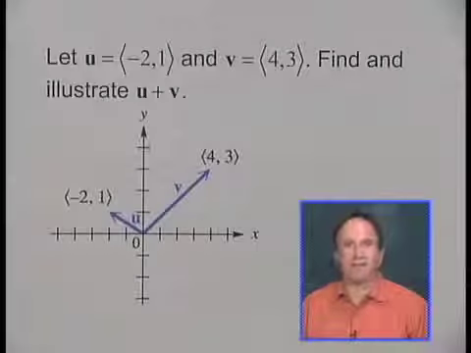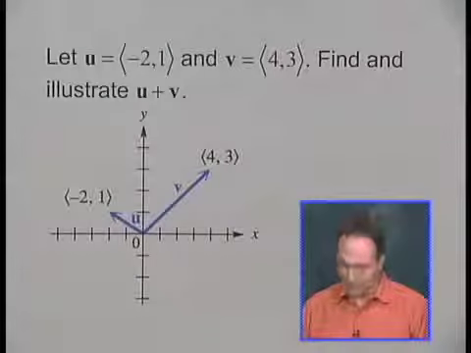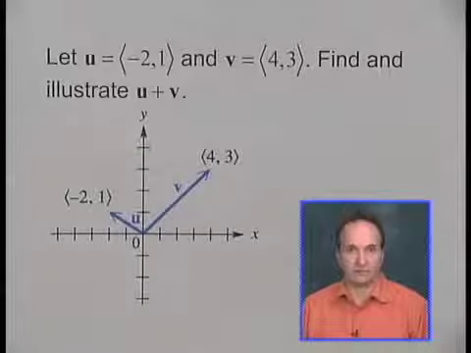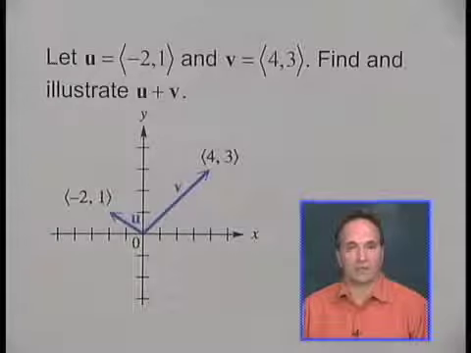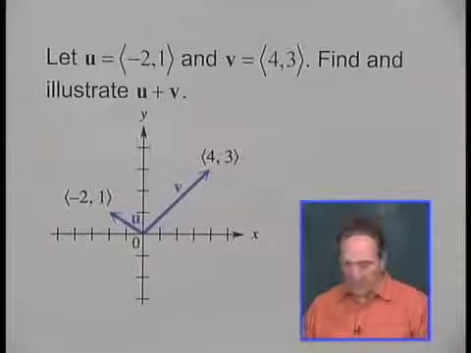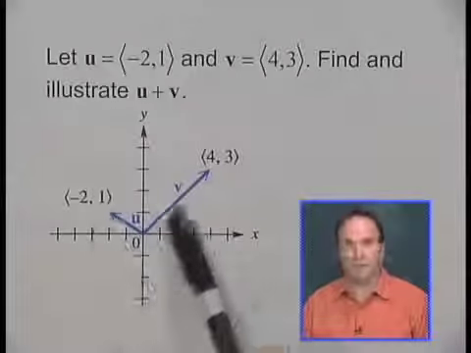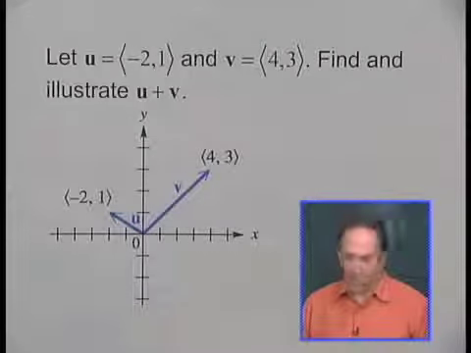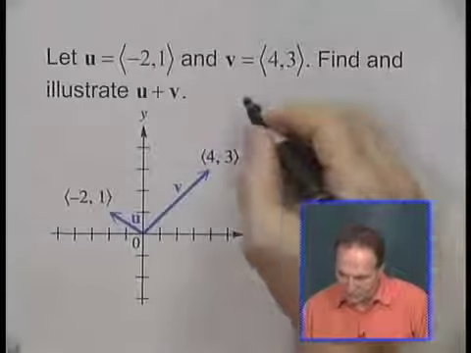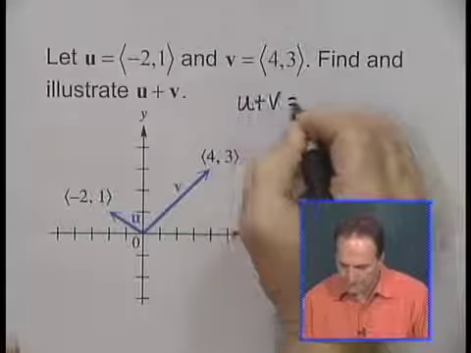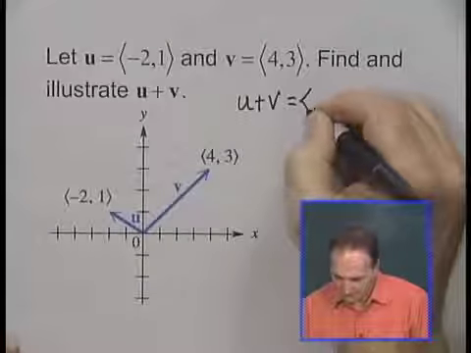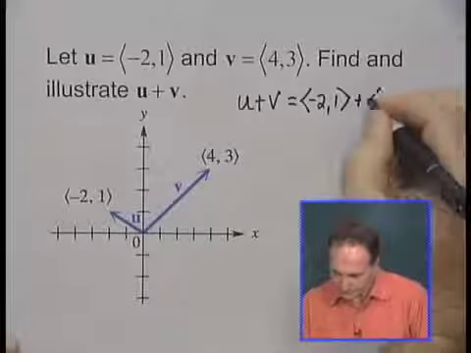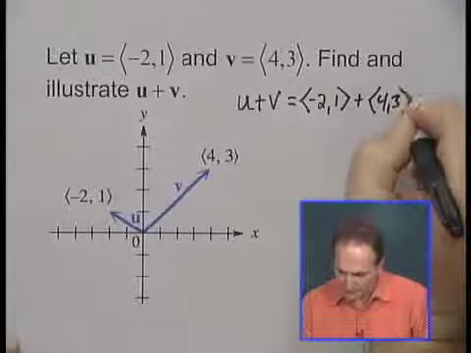Let vector u equal negative 2, 1, and vector v equal 4, 3. Find and illustrate vector u plus vector v. And here we have vector u, and we have vector v. First, we'll find the sum algebraically. So u plus v would be equal to negative 2, 1 plus 4, 3.